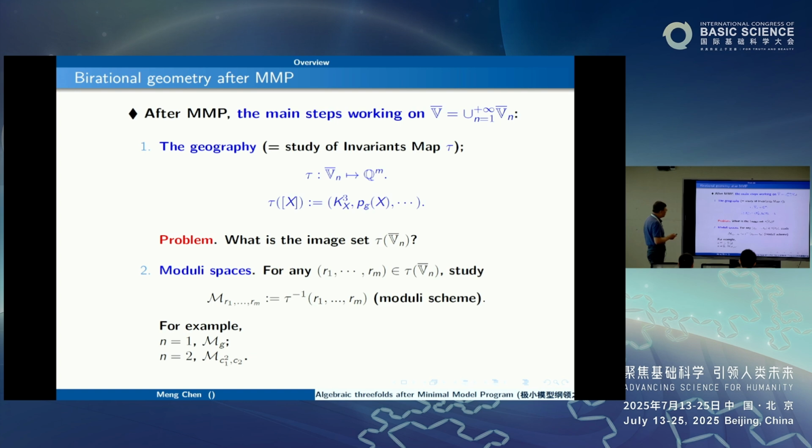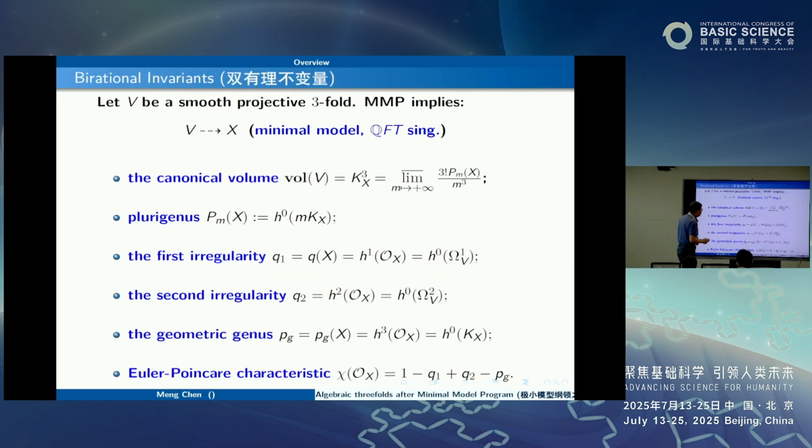So today I only concentrate on the dimension 3 case, because in dimensions 4 and 5 it's still difficult to determine this geography. So I only consider some objects for threefolds, maybe only 2 types. Today I will only mention 2 types. One is Fano type, another is general type.